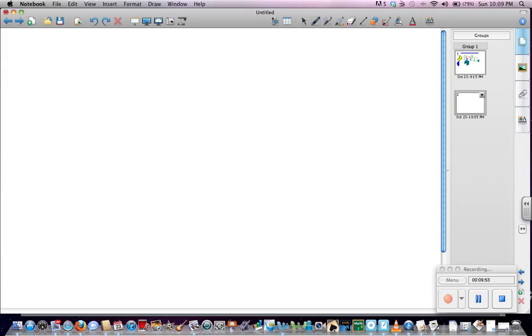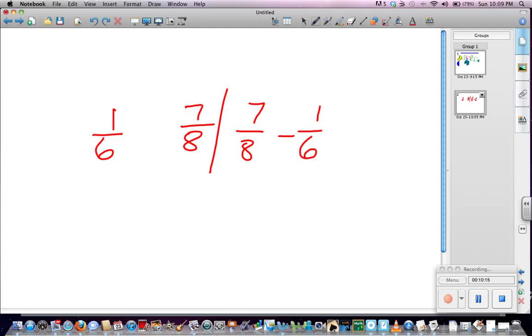Takes just a little while to erase. And try one more. Let's go ahead and this time let's subtract 1/6 from 7/8. Of course, that wouldn't be the way that we would write that problem, would it? We would say 7/8 minus 1/6.